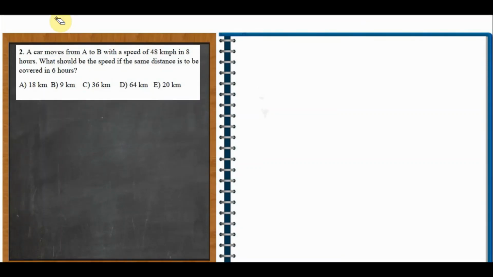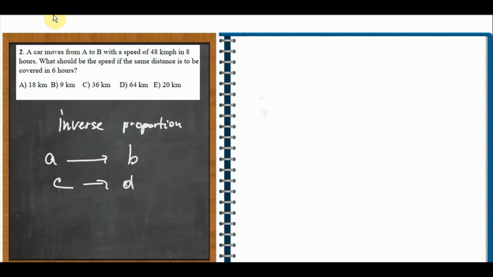To solve this question, we must remind ourselves about inverse proportion. What is inverse proportion? Let's say A corresponds to B, C corresponds to D. When these quantities are inversely proportional, we say that the product of those quantities are always same. So A multiplied by B is equal to C multiplied by D.